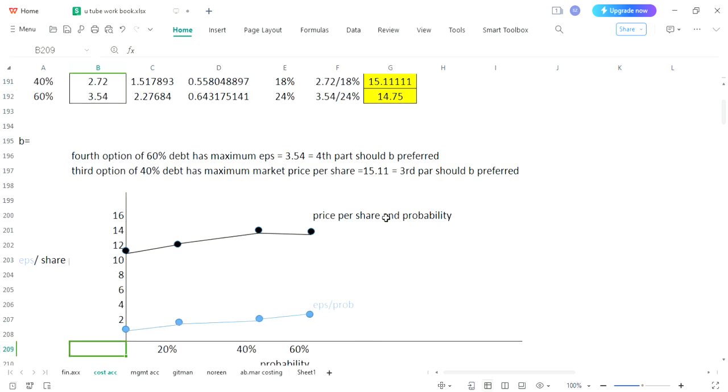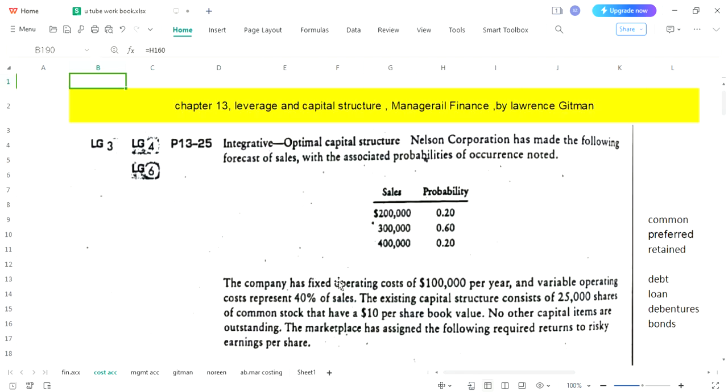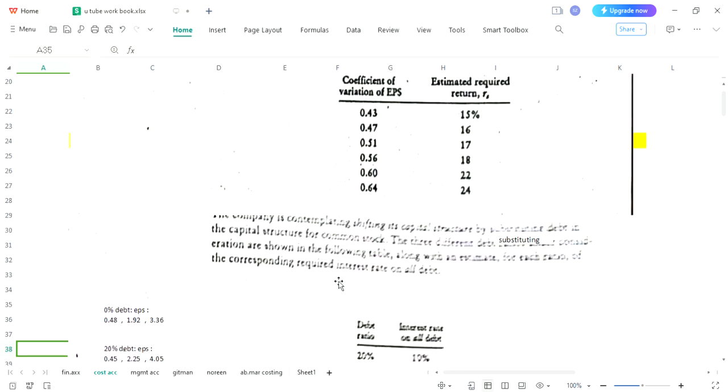After which we presented EPS and price per share. These two columns were presented through a graph. In this way our question was completed. So guys, 13.25 has finally come to its end. It has been completed. Every solution was solved in front of you in live lectures. No editing, no interruption, no changes were made. It was an absolutely live lecture in front of you. All answers were matched. 24 answers were calculated.